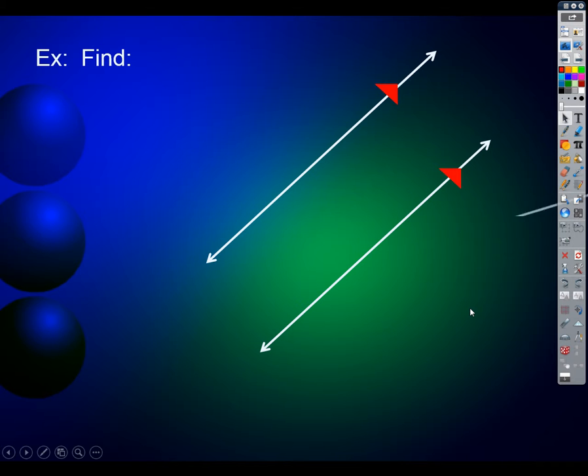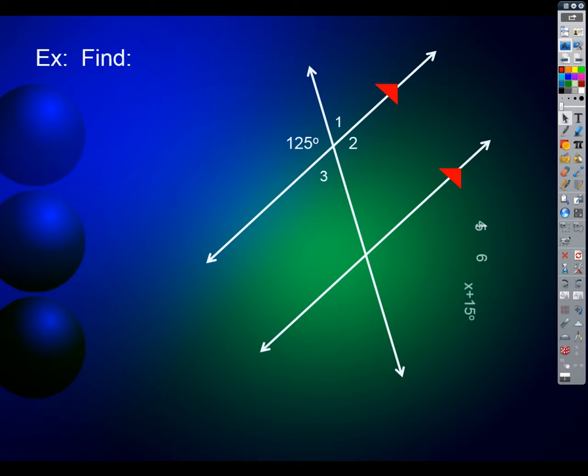Here's the one I wanted you to take a quick look at. This is not a hard problem. I'll give you some harder ones later. But just the idea that it's an algebraic problem. Let's talk about how we could do this. How would I find the measure of angle 1?